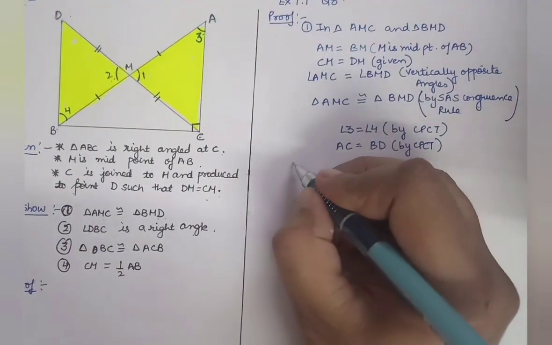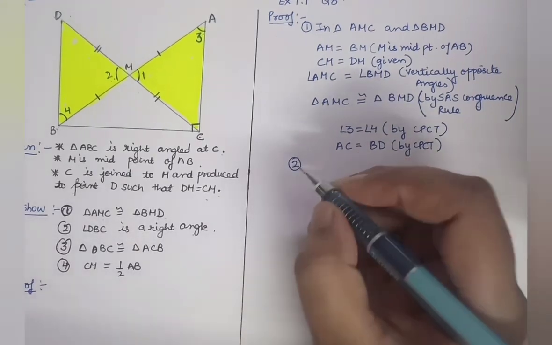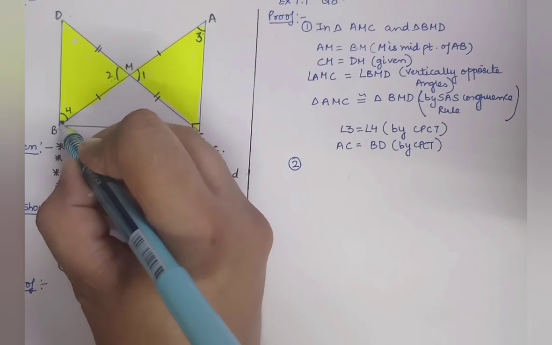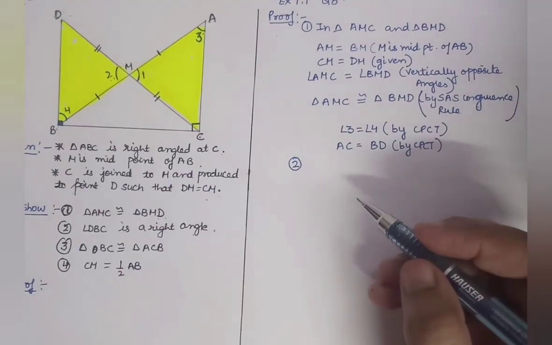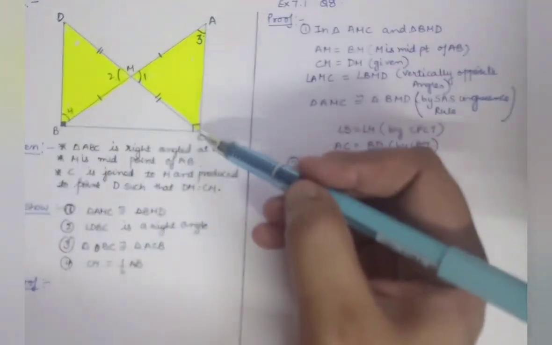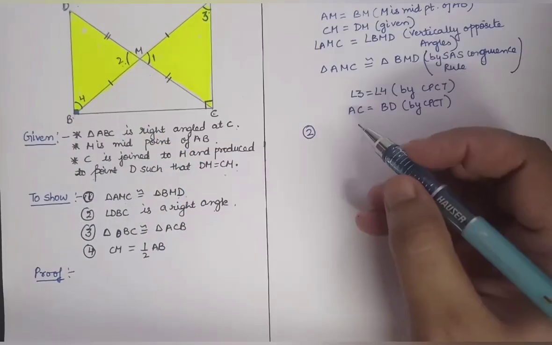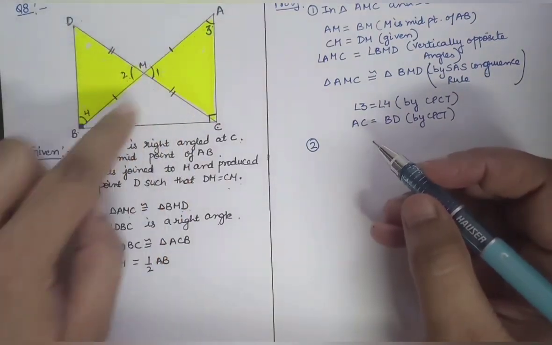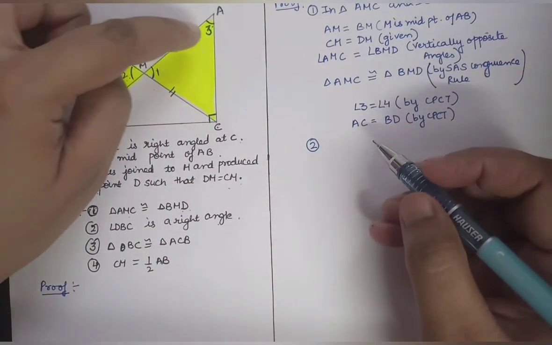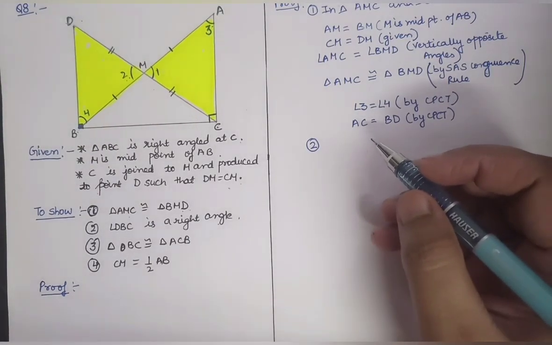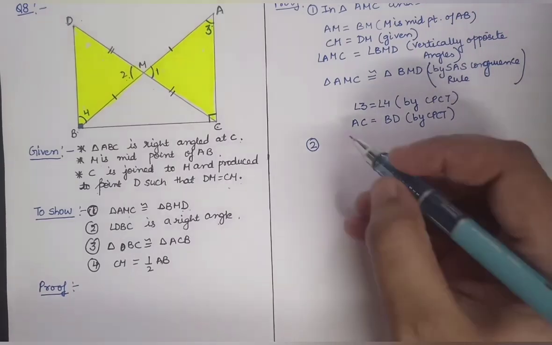So now let us move on to the second part, which says to prove that this complete angle DBC is a right angle. To prove that it is a right angle, let me just talk about these two lines, DB and AC. With respect to these two lines, DB and AC, angle 3 is equal to angle 4, and these are nothing but alternate interior angles and are equal. Therefore, we can say line DB is parallel to AC.